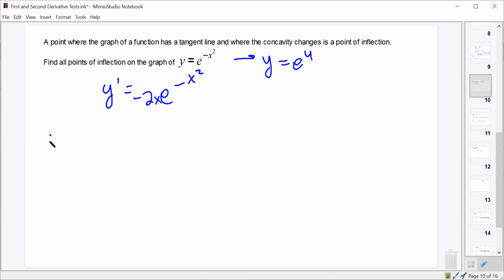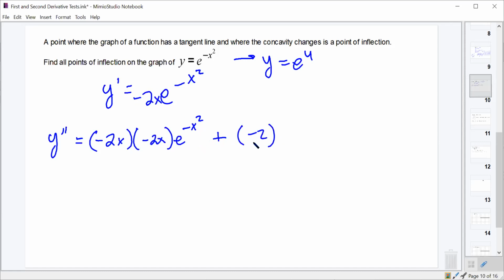And then the second derivative will become a little bit more complicated. Y double prime is what? We'll need to use the product rule for that. So negative 2x times the derivative of e to the negative x squared, which we just found to be negative 2x times e to the negative x squared, and then plus the derivative of negative 2x, which is negative 2, times e to the negative x squared. Good or no?